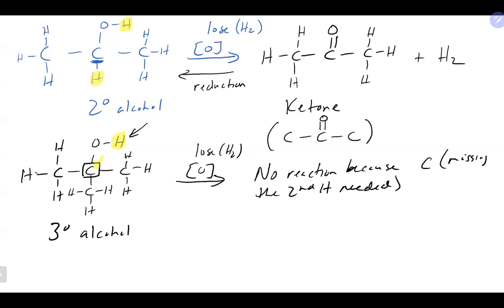So primary alcohol, when it oxidizes, loses the 2 hydrogens, one from the oxygen, one from the carbon, and makes a double bond between them. You get an aldehyde. Secondary alcohol, lose the hydrogen from the oxygen, hydrogen from the carbon, double bond between them. You get a ketone. Tertiary alcohol, you get nothing. Basically, no reaction occurs.